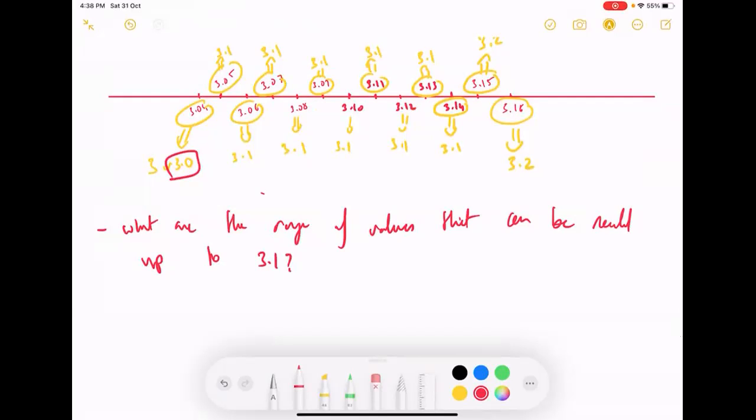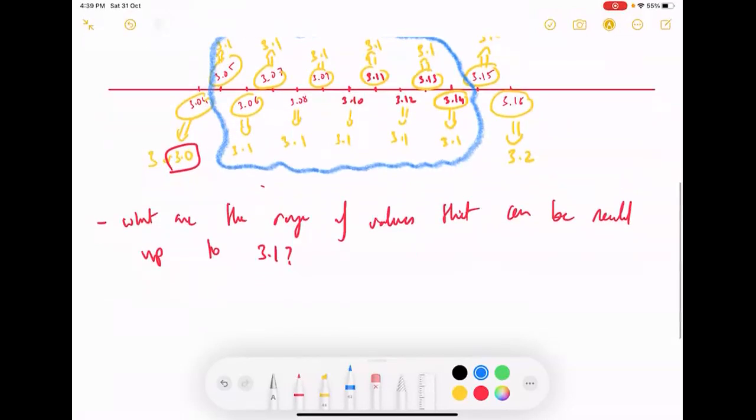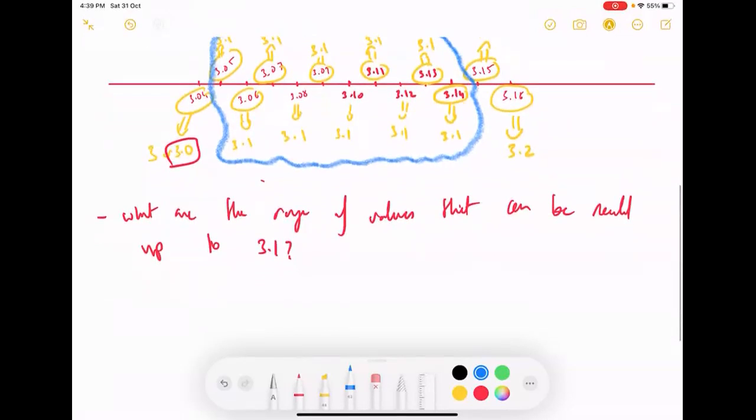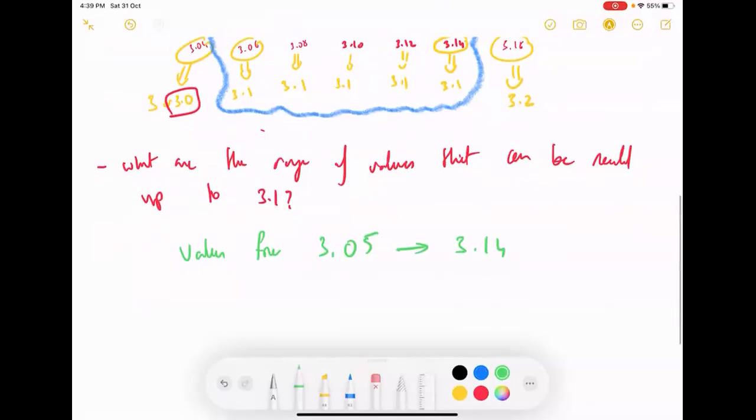Okay, very good. From here to here. So can we write it as an inequality? Values from 3.05 to 3.14. Inequality.